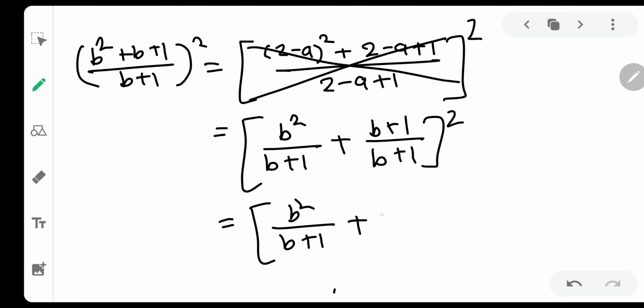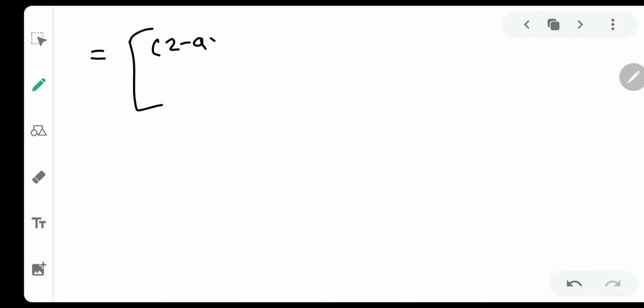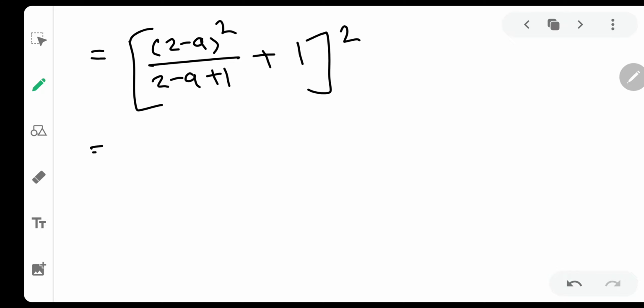So b square upon (b plus 1) the whole square is what we have right now. What I will try to do now is replace that b with 2 minus a. So 2 minus a the whole square upon (2 minus a plus 1) the whole square is my particular expression.